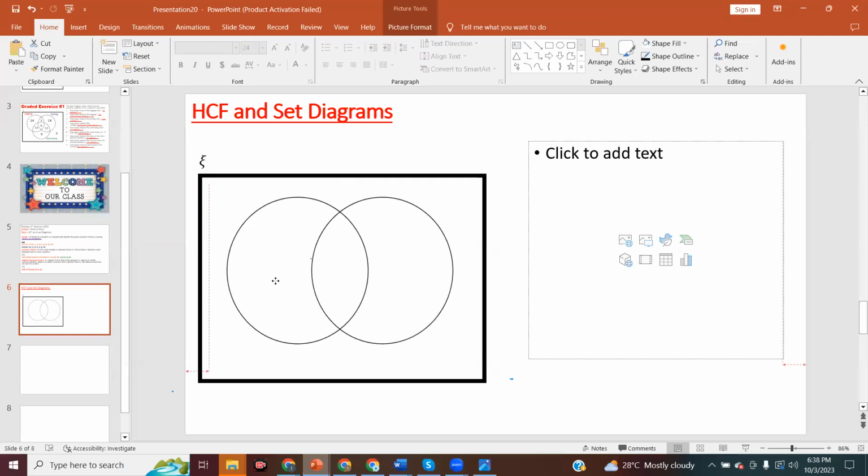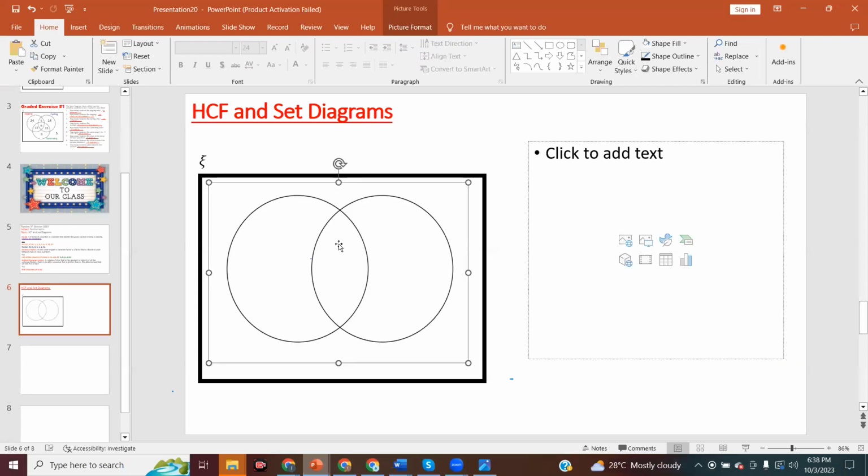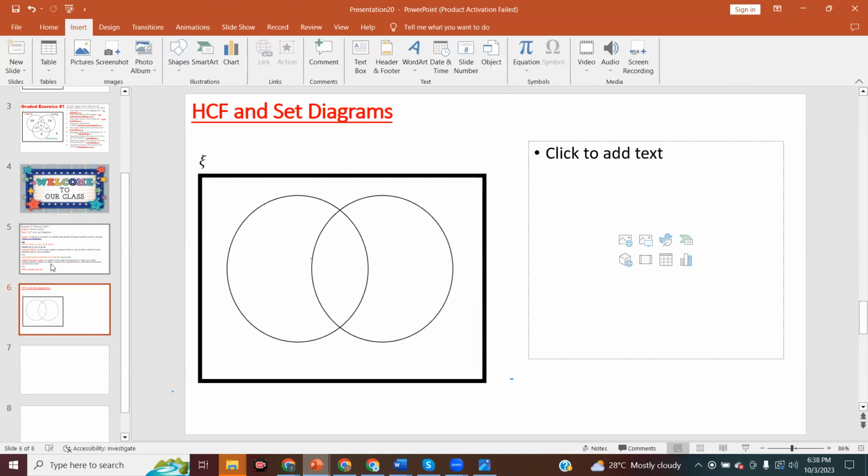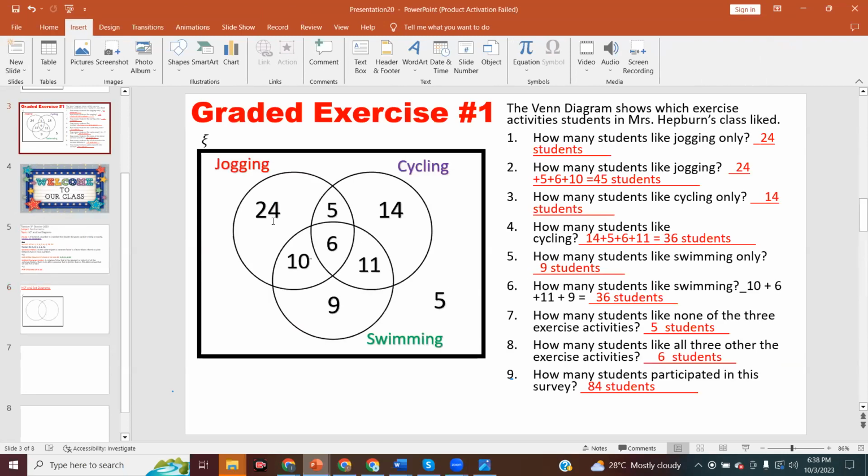So here we have two Venn diagrams. It's not two Venn diagrams, two circles. Let's say... Excuse me, Mr. Petit. Go ahead. The bathroom, real quick, please. Yes, you can. Thank you.